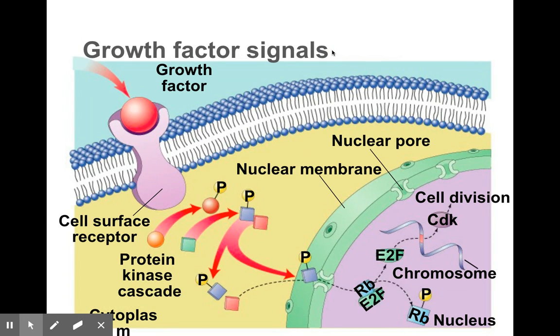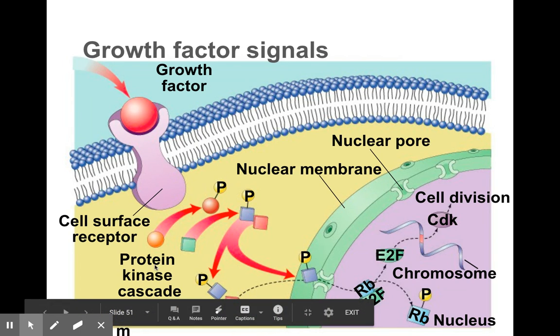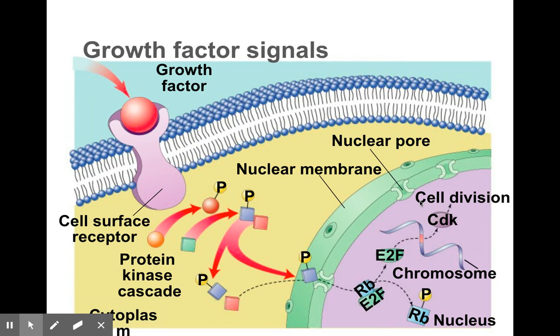Here's our signal transduction response, as we've seen here. Growth factor is here. It's then going to promote this protein kinase cascade, which will then tell the cell what to do and initiate cell division.